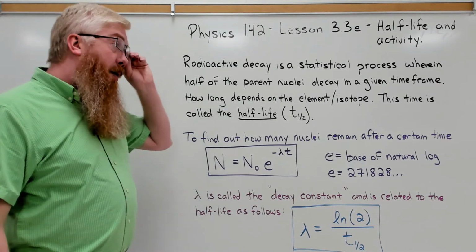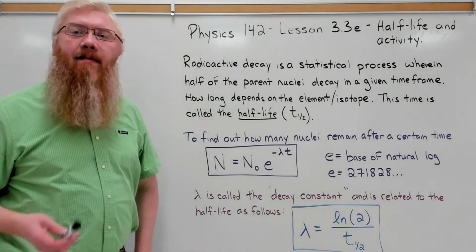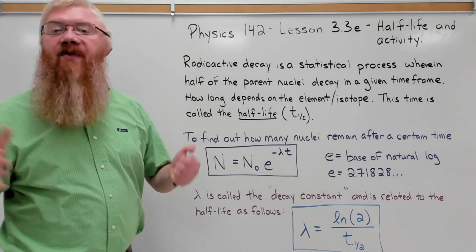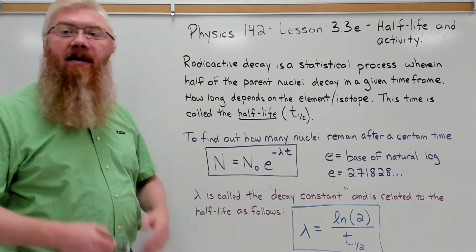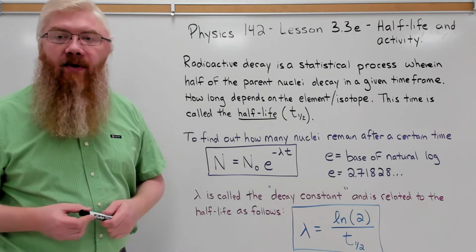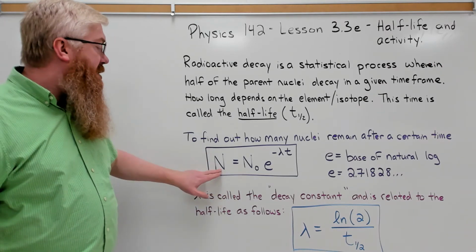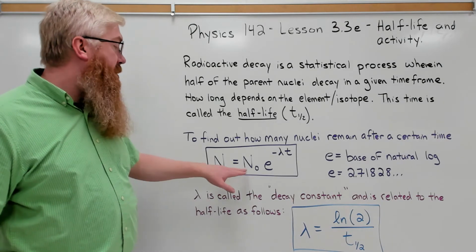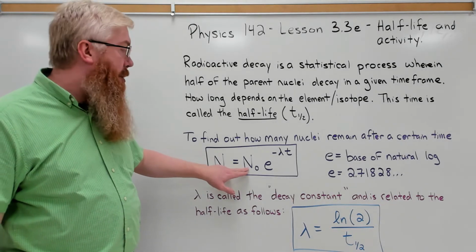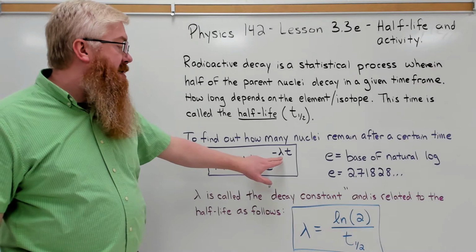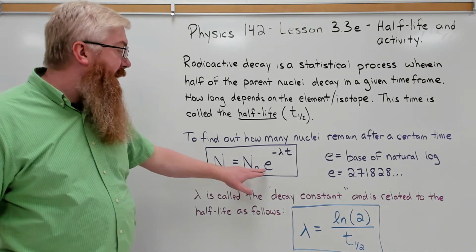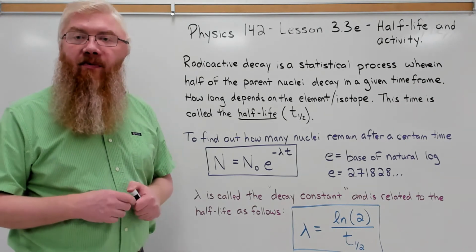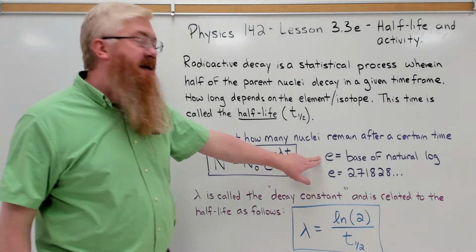If we want to know, for a given amount of time, how many isotopes we have left, we start off with a fixed number, N0. It could be 100, 1,000, a billion, whatever. How many isotopes remain, N, is given by the equation N equals N0, the number of original isotopes, times e to the minus lambda times t, where e is not the charge on an electron, which we've used before. That's the base of the natural log.